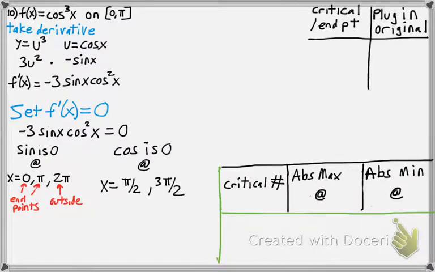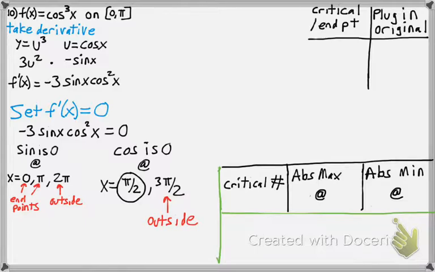Here, I am going to keep pi over 2, but I'm not going to keep 3 pi over 2, only because that is outside of my given interval. So after all that, we basically only have one critical number, and that is pi over 2.